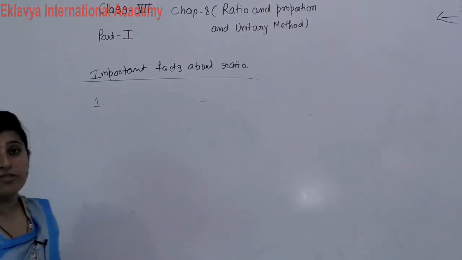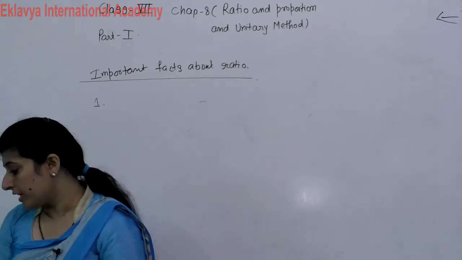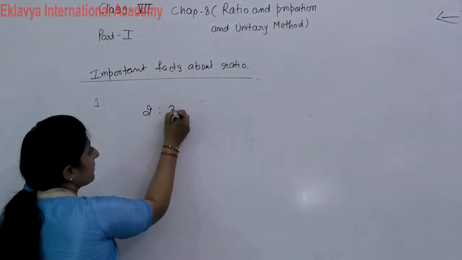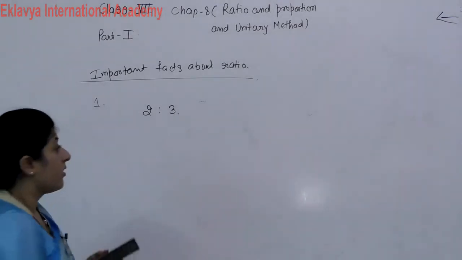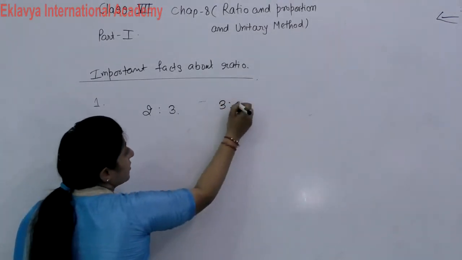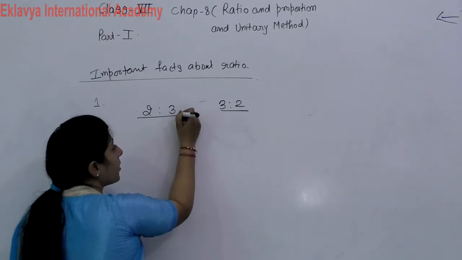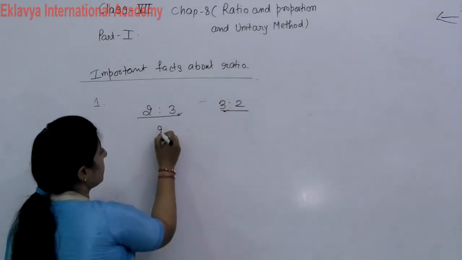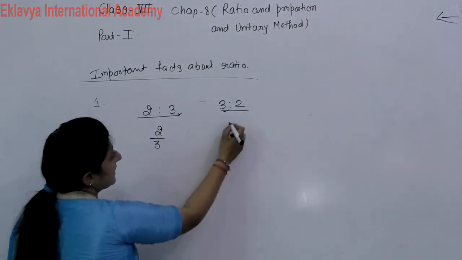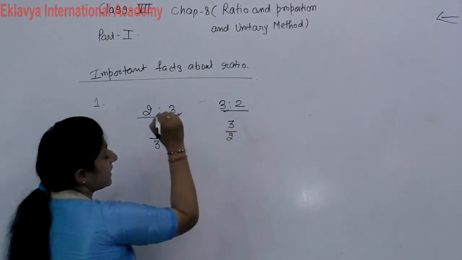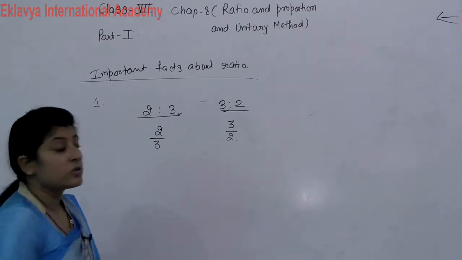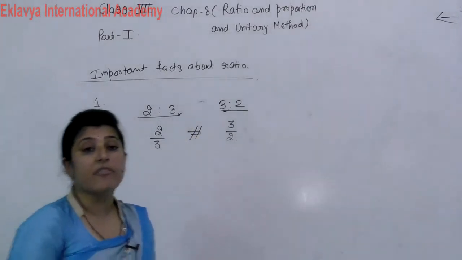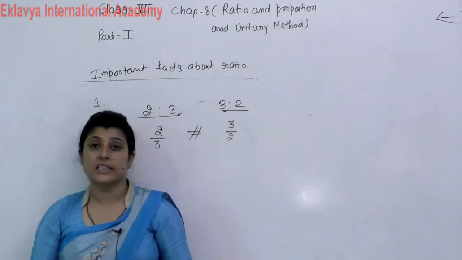What is the meaning of order of terms? Suppose I write down 2 ratio 3, or if I write down 3 ratio 2, both are different. 2 ratio 3 means 2 divided by 3, 3 ratio 2 means 3 divided by 2. So they are not equal. It means the order of terms is very important in the ratio.